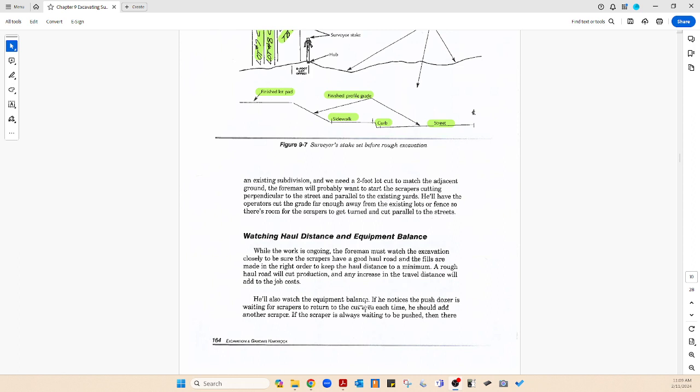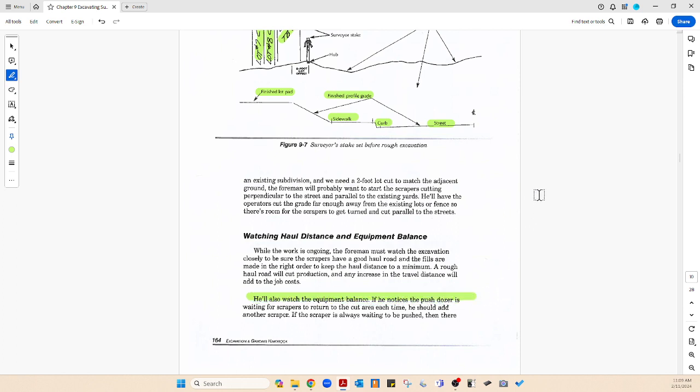He'll be watching equipment balance. If he notices, and has to do with balance, what I'm about to read right through. I don't know if I can highlight. Sometimes it lets me, and sometimes it doesn't. This time it will if I do this funky deal here. I'm just going to note that.